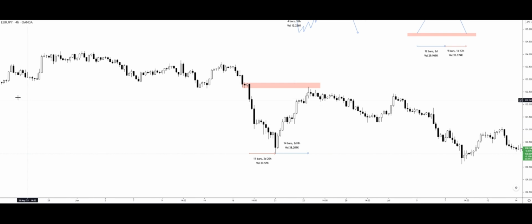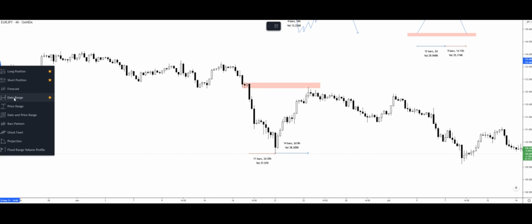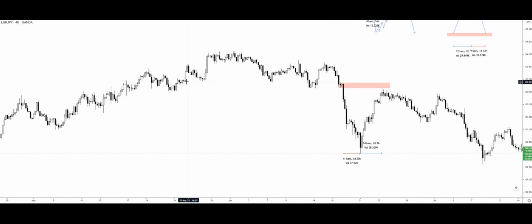It's just you're using a tool on here. Where is it now? The date range. And you're just dragging a certain point in price. So yeah, that's pretty much it, guys.